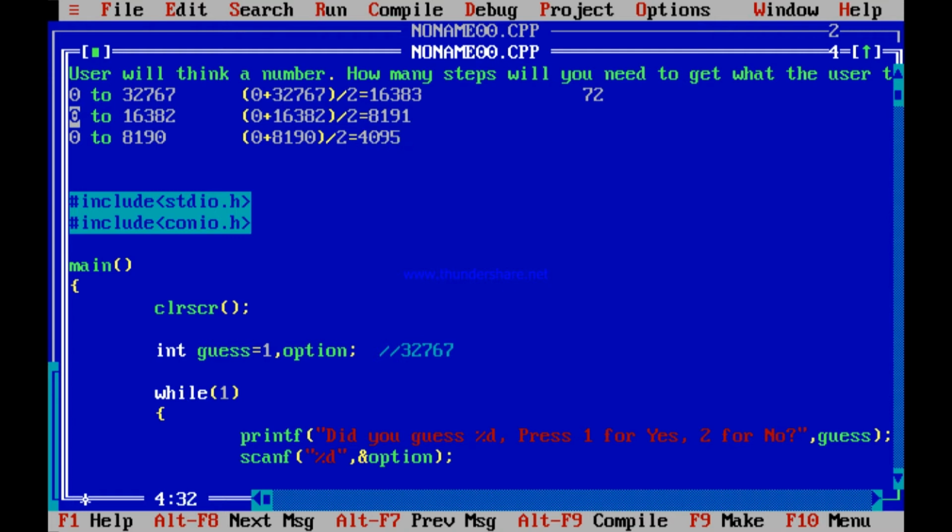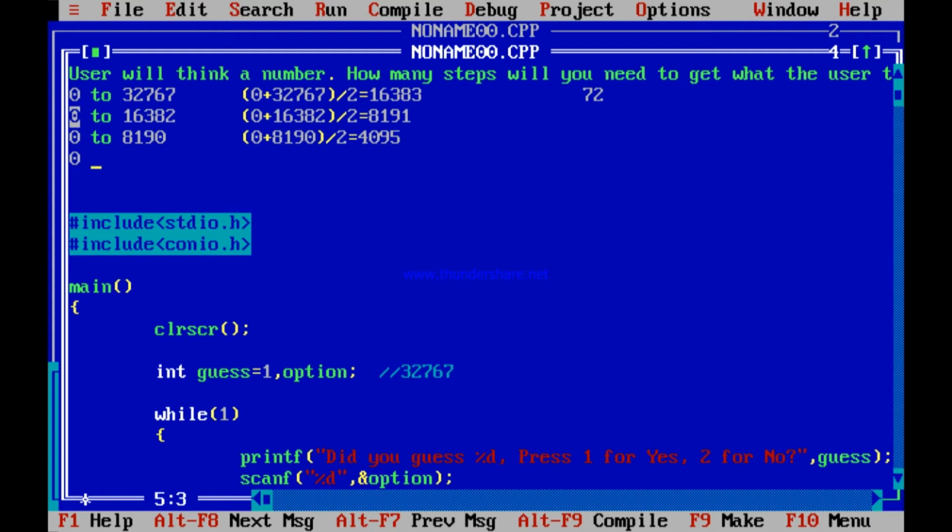What is that number? 4095. You ask the user, did you guess 4095? Lesser than that? Greater than that? User says, definitely lesser than that. 72 is lesser than 4095. So you know now your range is 0 to 4094. Is it not so? Because it is lesser than 4095, definitely 4094 is the maximum limit that is possible. So you ask the user again midway between that, 0 plus 4094 by 2.